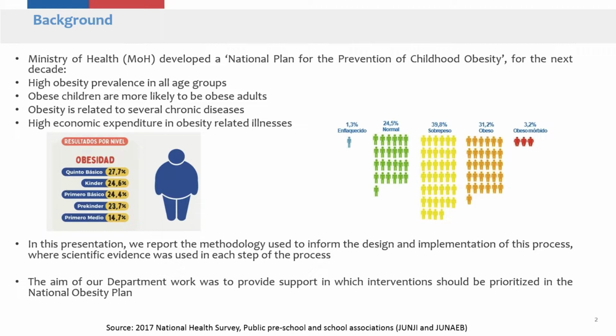We know that obese children are more likely to be obese adults, and obesity is related to several chronic diseases, and this is connected with high expenditure in obesity-related illnesses. In this presentation, we will report the methodology used to inform the design and implementation of this process, where scientific evidence was used in each of the five steps that we developed in this methodology. The aim of our department was to provide support in which intervention should be prioritized in the National Obesity Plan.